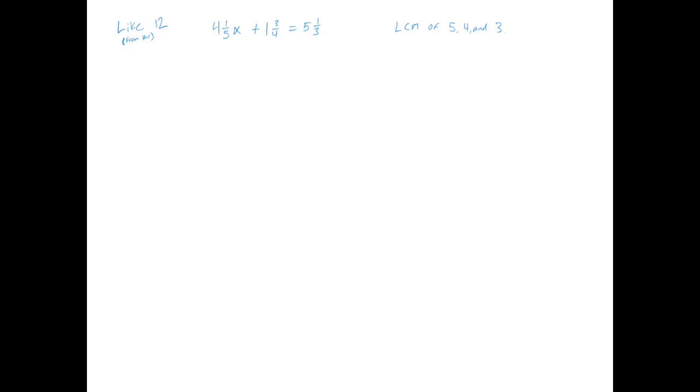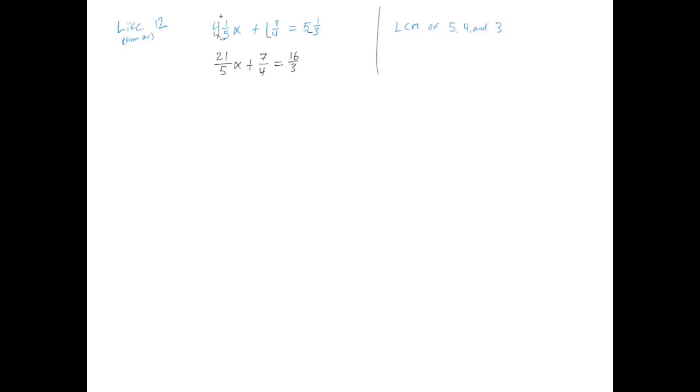You multiply the bottom by the big number, or 5 times 4 in this case, which would give you 20, and then you add the numerator to that. So this is going to be 21 over 5x, plus, same idea, 4 times 1 plus 3, 7 over 4, is equal to 3 times 5, 15 plus 1 is 16 over 3.